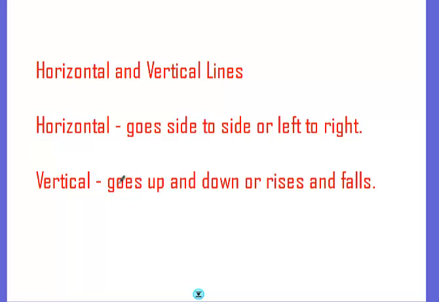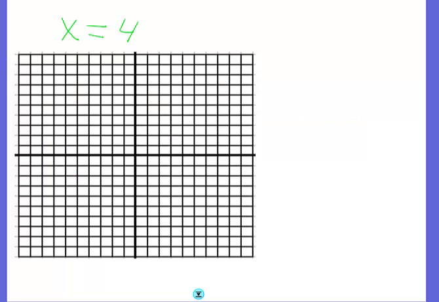Now vertical means it goes up or down, or it rises and falls. So things that are vertical, a building is vertical. Anything that is three-dimensional has some vertical aspect to it. All right. But just remember that horizontal is left to right or side to side. Vertical is up and down, or it rises and falls. So we're just going to get right into graphing them.